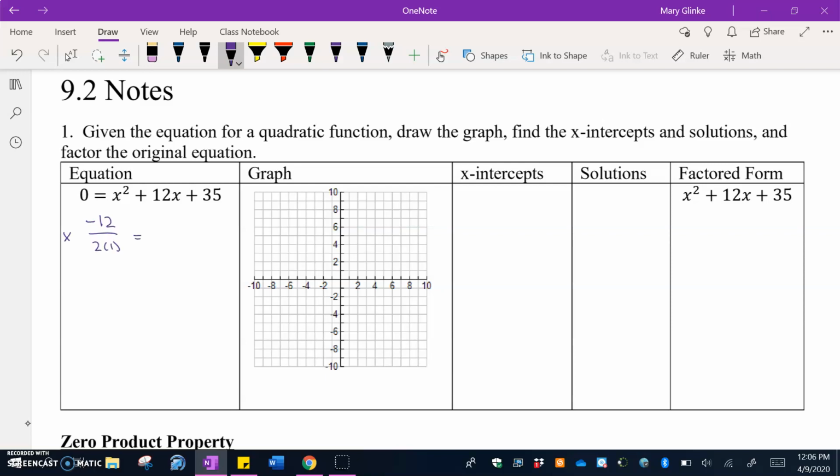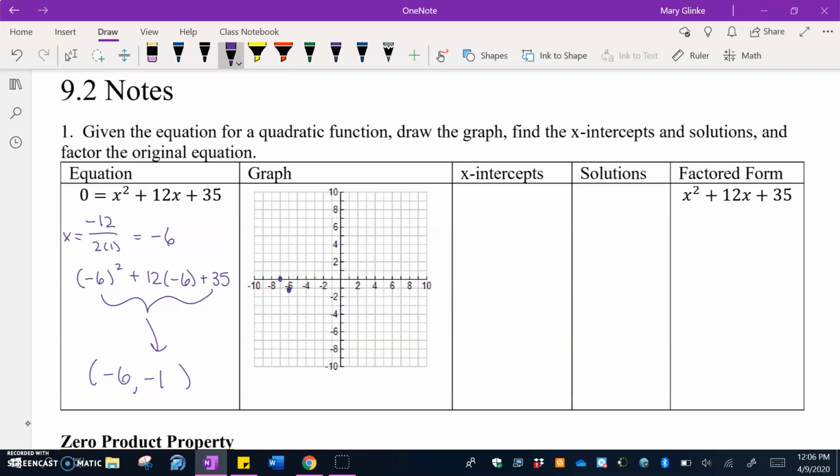When we do this, we get our x value of our vertex to be negative 6. So it's going to be negative 6 comma something. To find our y value, we're going to plug in negative 6 for x. And when we do that, we're going to simplify everything, and then we're going to get a y value of negative 1. So we're going to graph negative 6 comma negative 1.